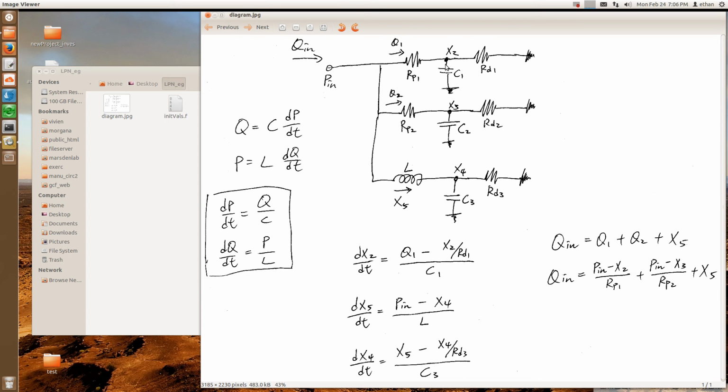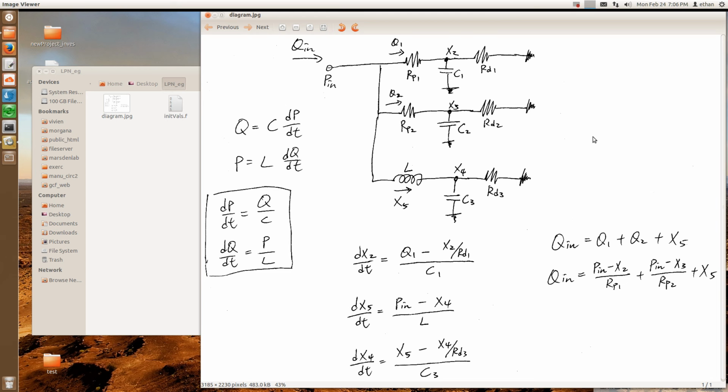And the pressure across the capacitors, so here's ground, the pressure across the capacitors here is X2, X3, and X4. And I'll explain why we use the labeling here later, you'll see. And then we have the flow across the inductor, that's our X5. So the X's are our variables that we want to solve in our ODEs. And then when you have the flow into the circuit, it produces some pressure. We're going to call this P in. And then here are the flows into these two branches, Q1 and Q2.